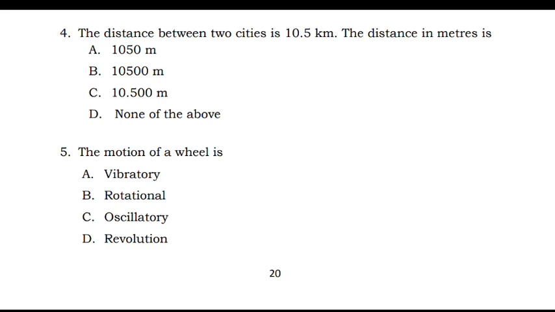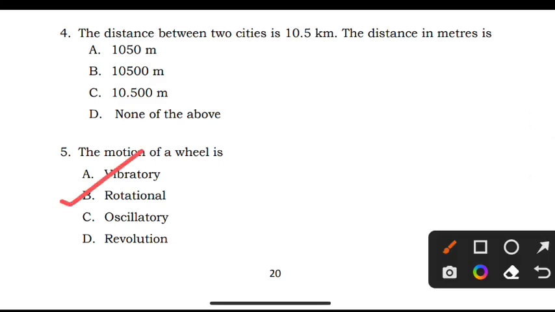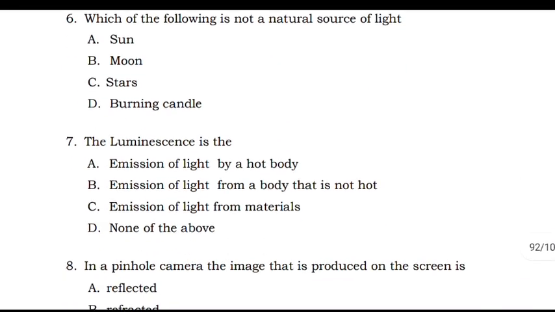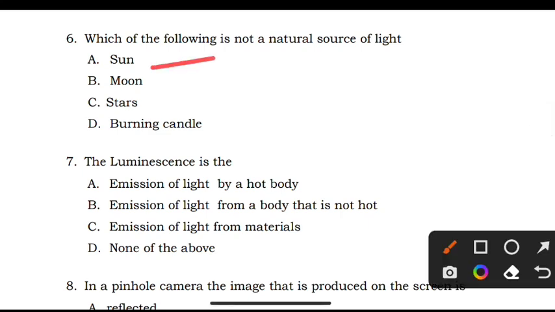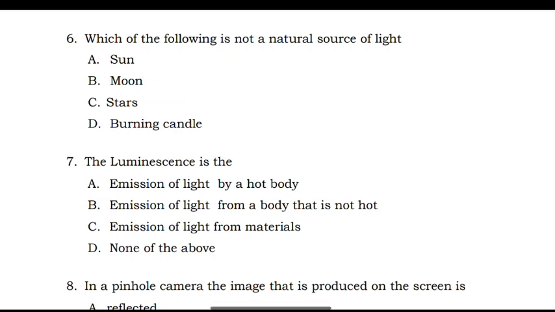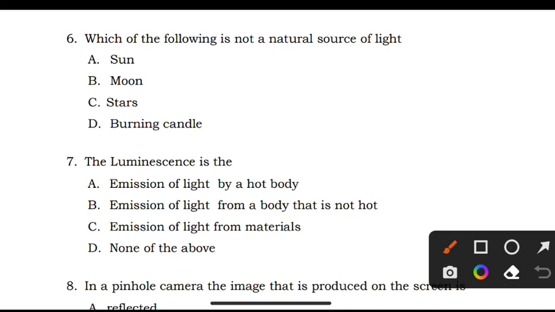And the next question, the motion of a wheel is? You know that the motion of a wheel is always rotational. Okay. So the next question, question number 6. Which of the following is not a natural source of light? Sun. Obviously, we know that the sun is a natural source of light. Moon is also, stars, and burning candle. Here is the difference. A burning candle is an artificial source of light. Right. So option number D will be the correct answer.